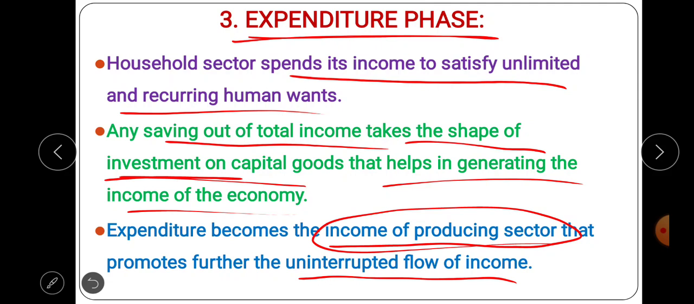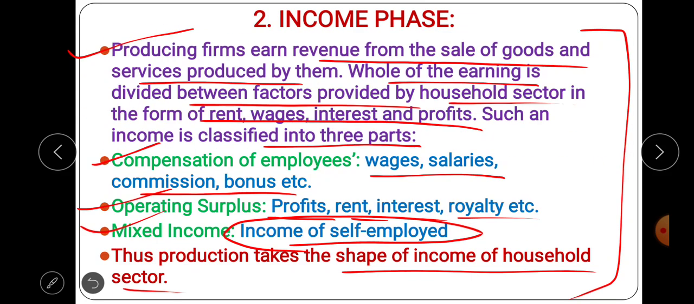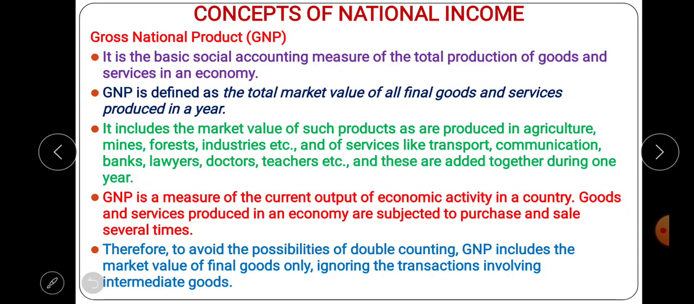So, again this income which is earned by the firm from the household sector is utilized to produce new goods and services. So, this circular flow is continued. Again there is the production phase, then again the income phase, and again the expenditure phase. So, this is all about the circular flow of income.